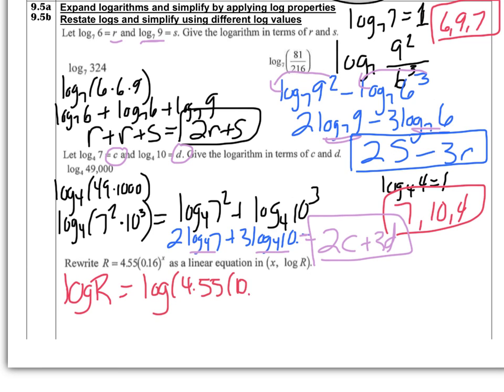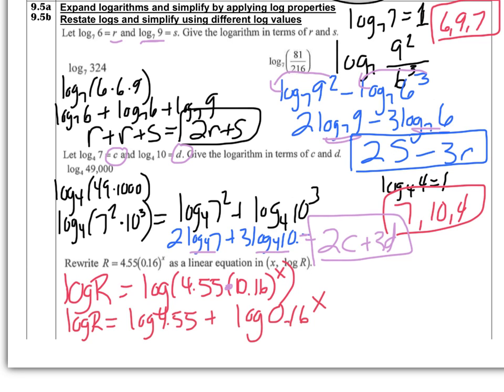times 0.16 to the x power. Now one of the things we can do, property of logarithms, this right here that we see is just multiplication. So I can pull apart this term and this term. I'm going to write this as log of r equals log of 4.55 plus the log of 0.16x. Now do notice this is base 10, by the way, but it says it has to be linear.